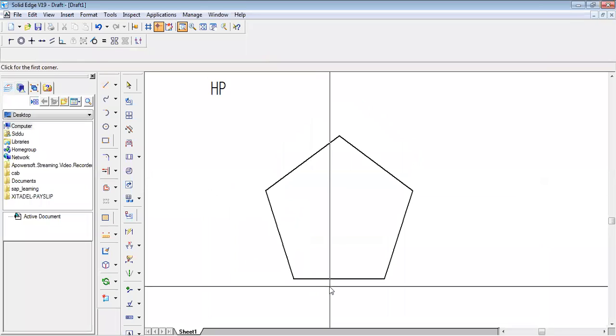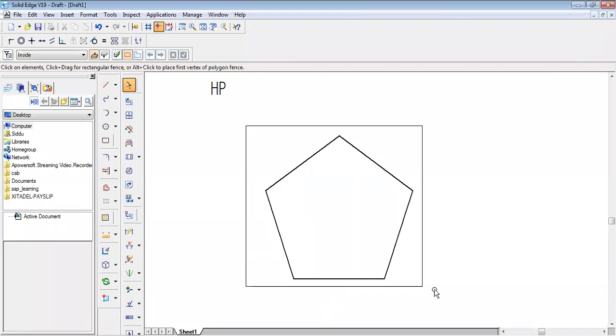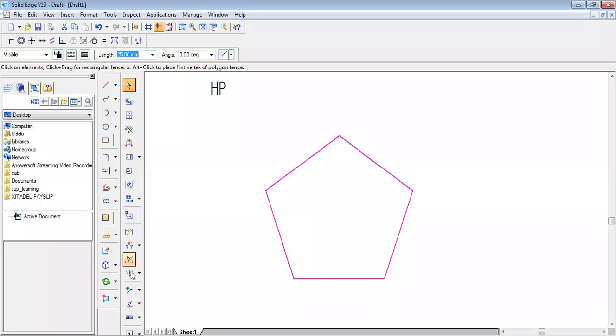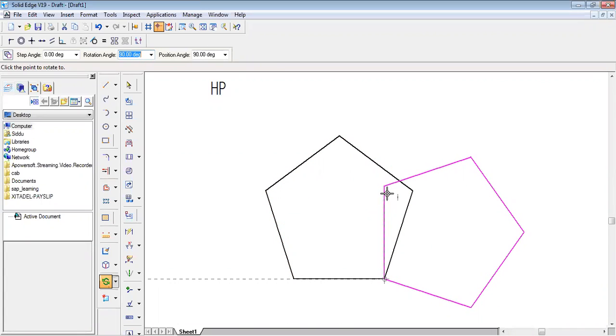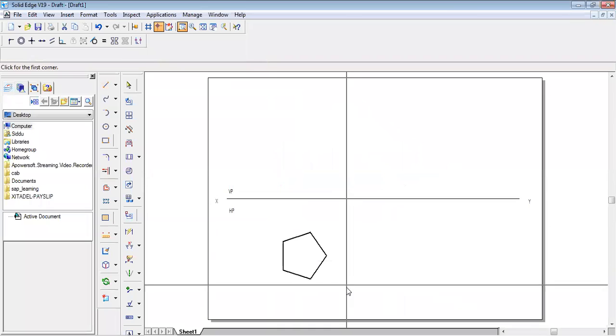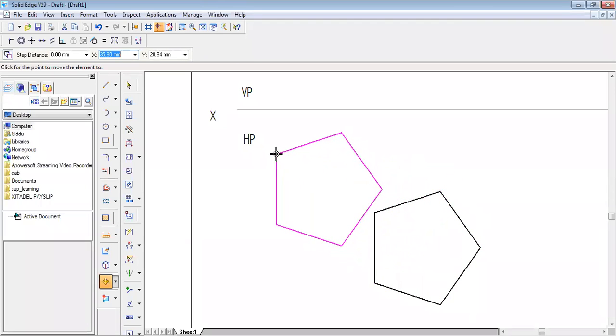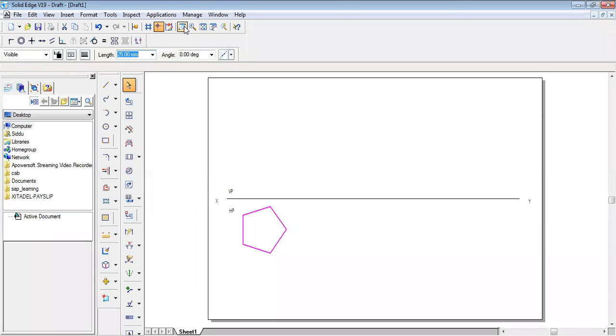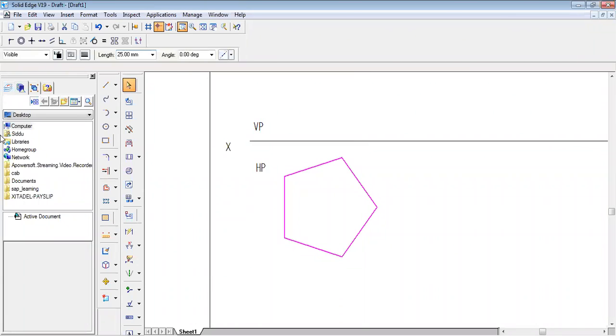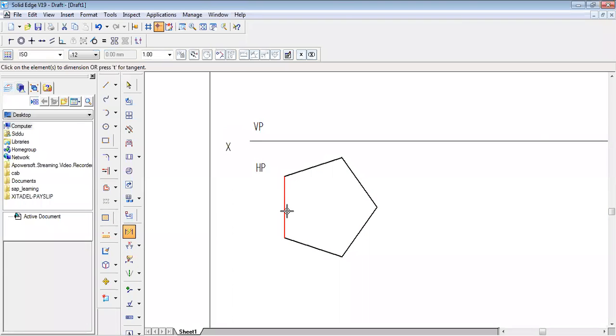So now it is resting on one of its base edges. So we'll just rotate it and place it appropriately. Okay, so this is what has been done. So let us just show the dimension for one of its sides.